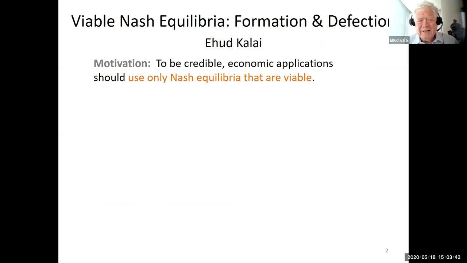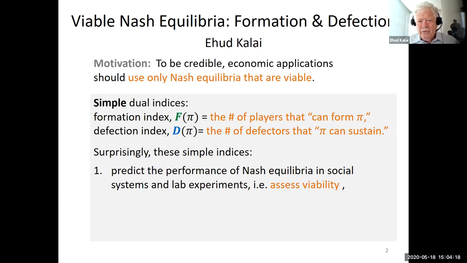I'm motivated by the fact that there is a lot of discussion around where I am about the usefulness of theory, because game theory and economic theory in general have been losing a lot of credibility in the economic world abroad. And I think that a lot of it is that much of the applications and papers that are used make use of very non-credible Nash equilibria. And maybe one way to control it, when we do applications, is to restrict ourselves to only Nash equilibria that are viable.